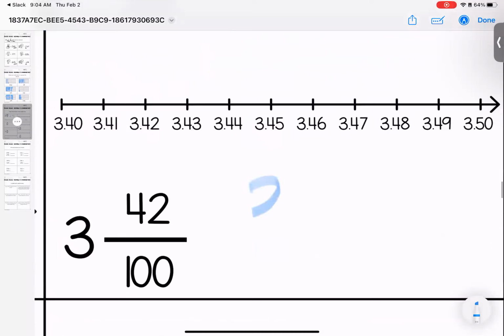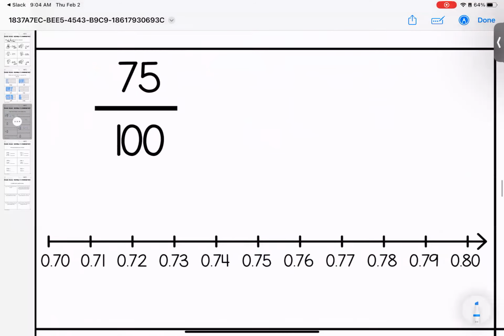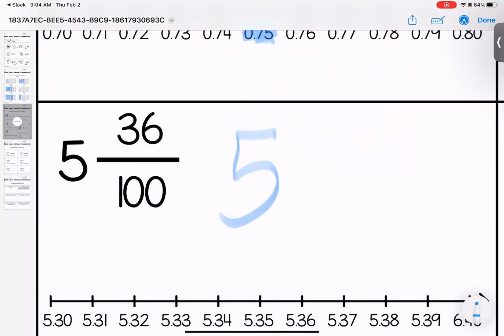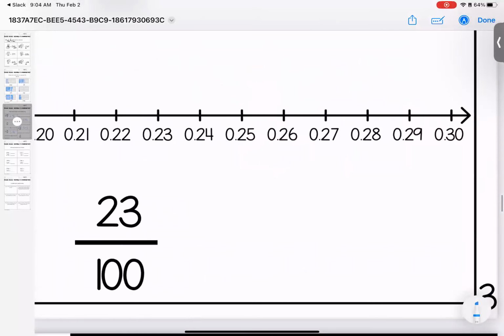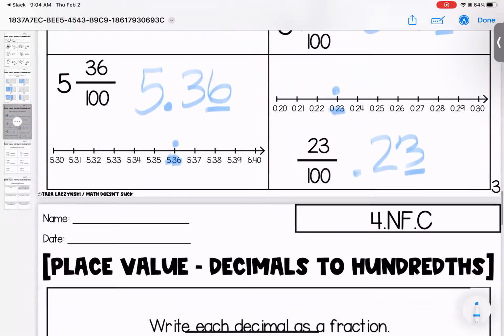I have 3 and, remember decimal means and, 42 hundredths right there. I have 75 hundredths. I have 5 and 36 hundredths. And last one is 23 hundredths. Any questions on these rock stars? Bring them with you to class.